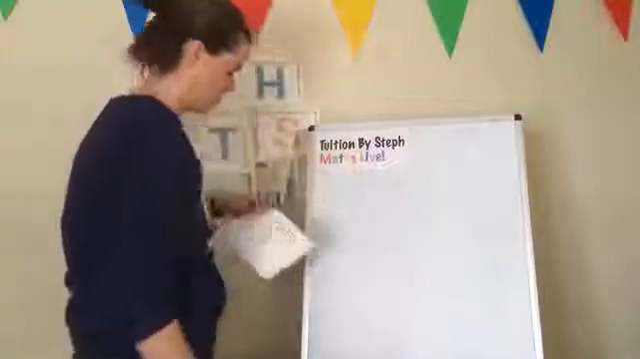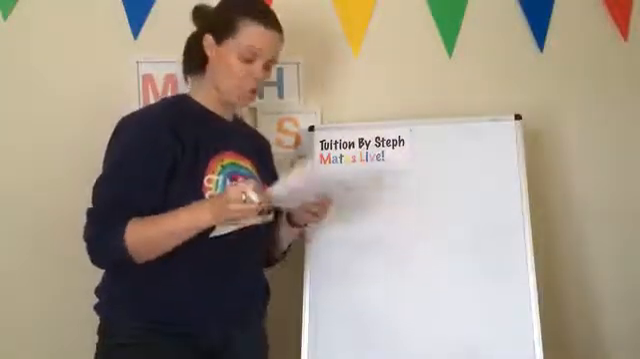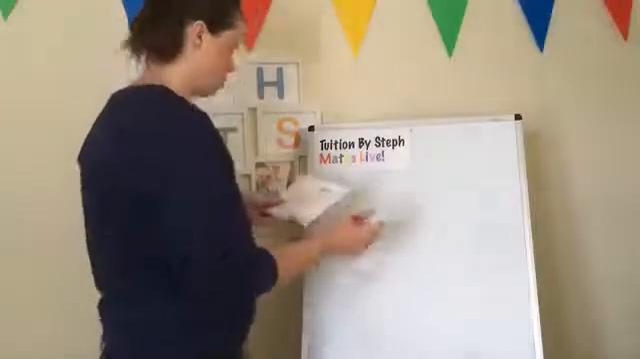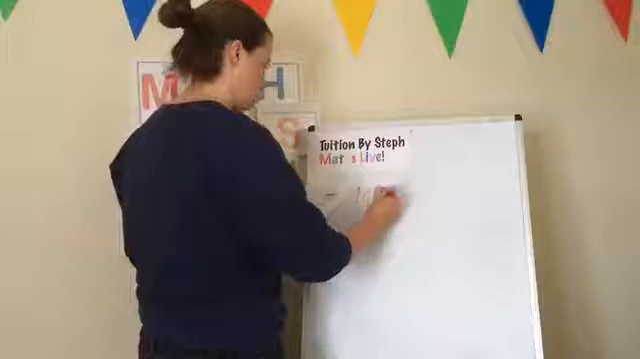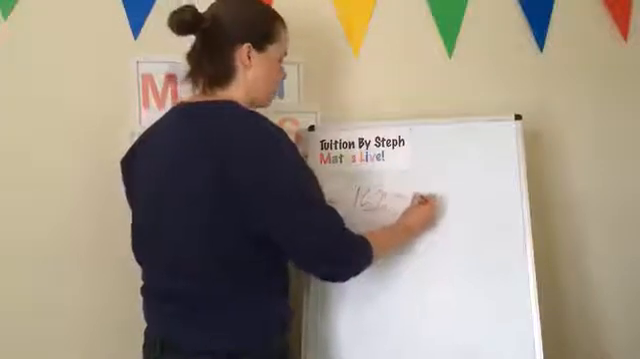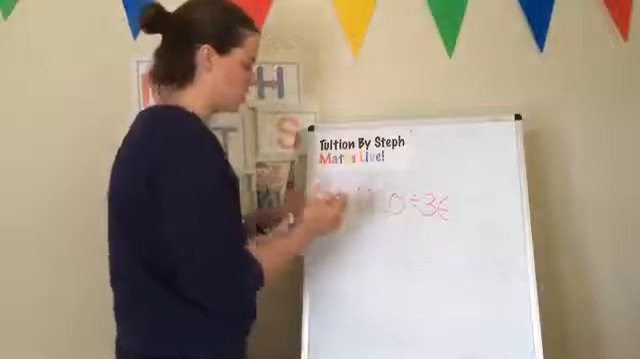Okay, next question. List all the factors of 30. Oh no, we've got division, haven't we? We've got the division question. So we've got 1,620 divided by 36. Oh, we've got a long division.